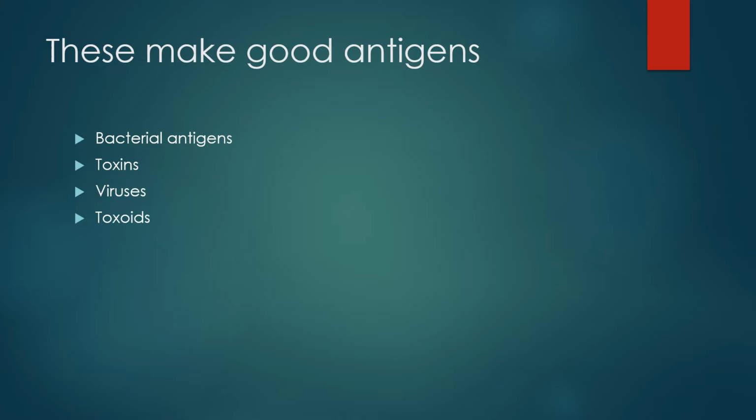If you have a structure that has all of these properties, then these are good antigens in themselves. We've got bacterial antigens, and those would be things like antigens on capsules, cell wall antigens, flagella antigens, and fimbriae antigens. And then we have toxins. These are poisonous substances of plant or animal origin. We've got viruses. Viruses make good antigens. And then toxoids. This is basically a toxin that has been treated so it's no longer toxic, but it can still produce antibodies. One example of that would be vaccines.